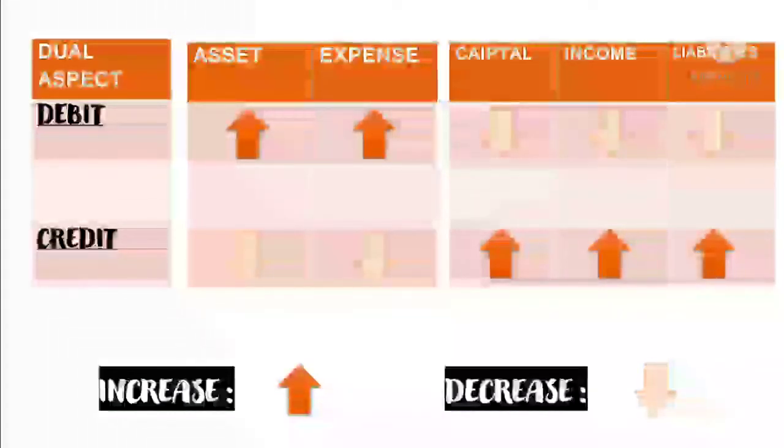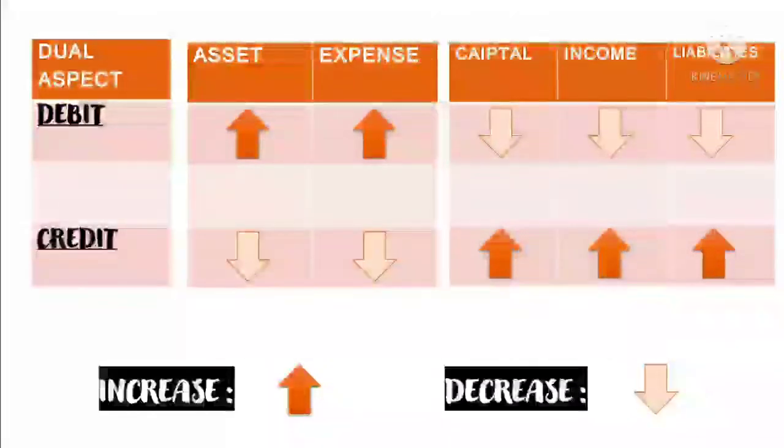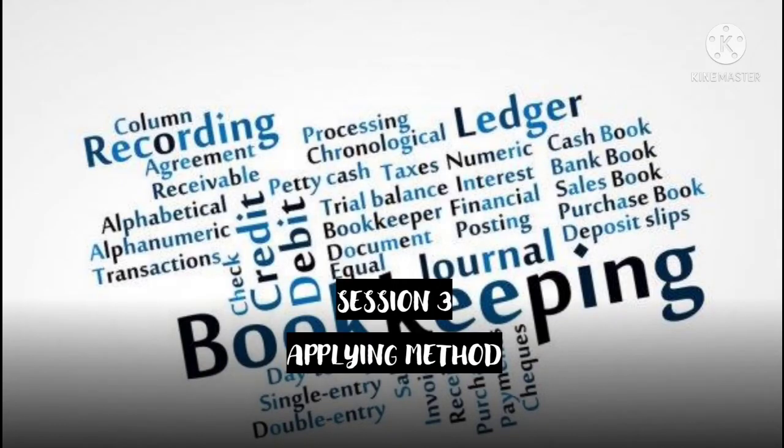Moving to the table, it shows how each element responds to increase and decrease. Here, assets and expenses show a similar change, whereas capital, income and liabilities show a similar change. You got to remember this table in order to do double entry. Moving on to Session 3, applying method.